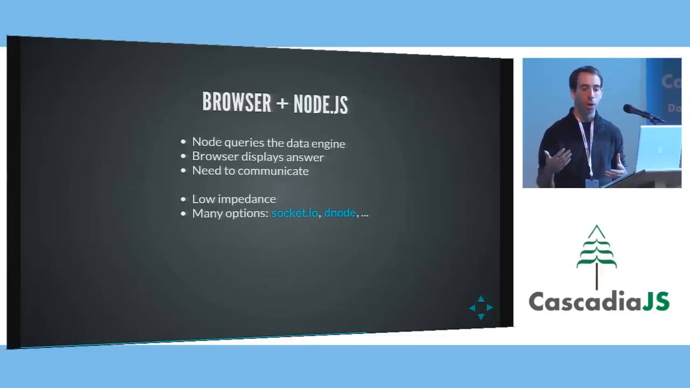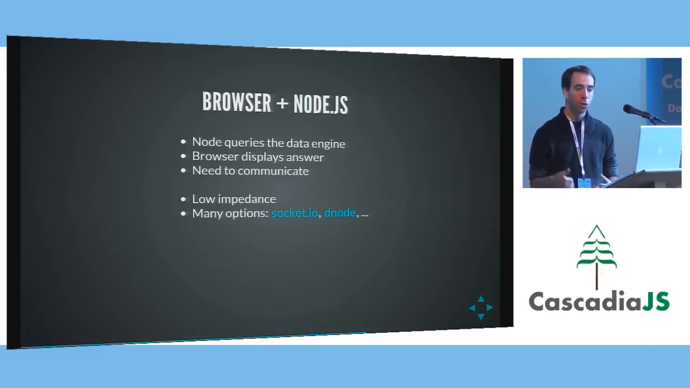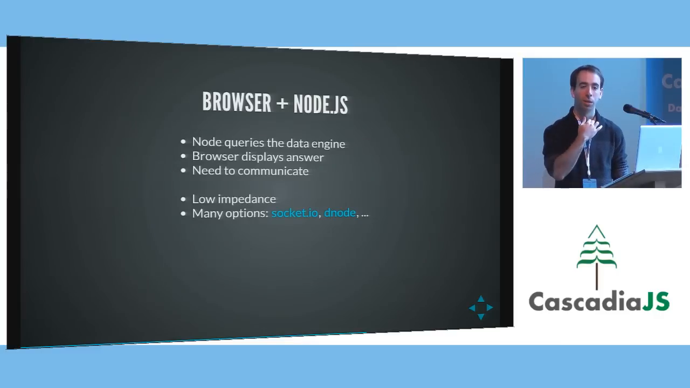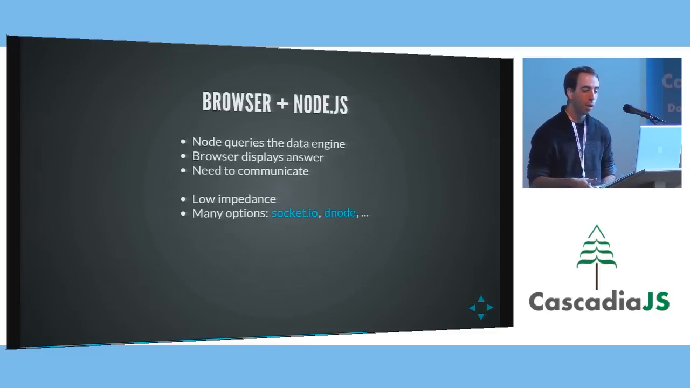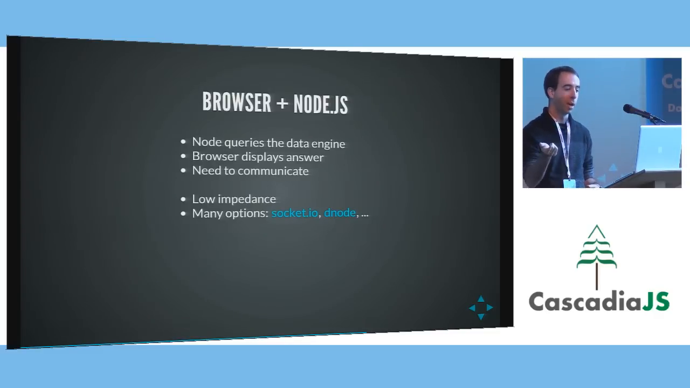Okay, so something really useful for real-time data is using a combination of the browser and Node. You use Node to query the data, and part of the reason is that for high latencies, where you might have many connections coming in, you can use the browser to query directly as well. Then you use the browser to display that answer. And they need to communicate somehow.